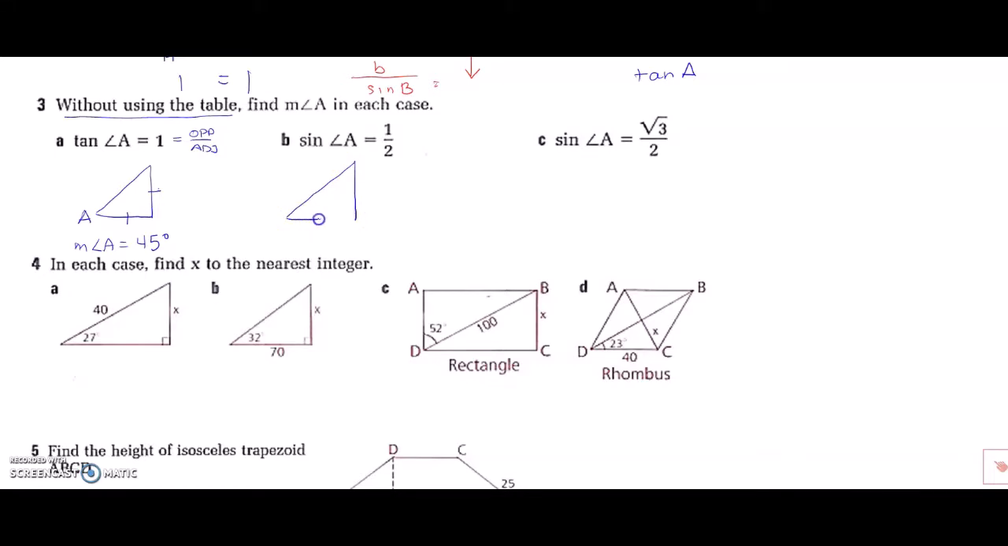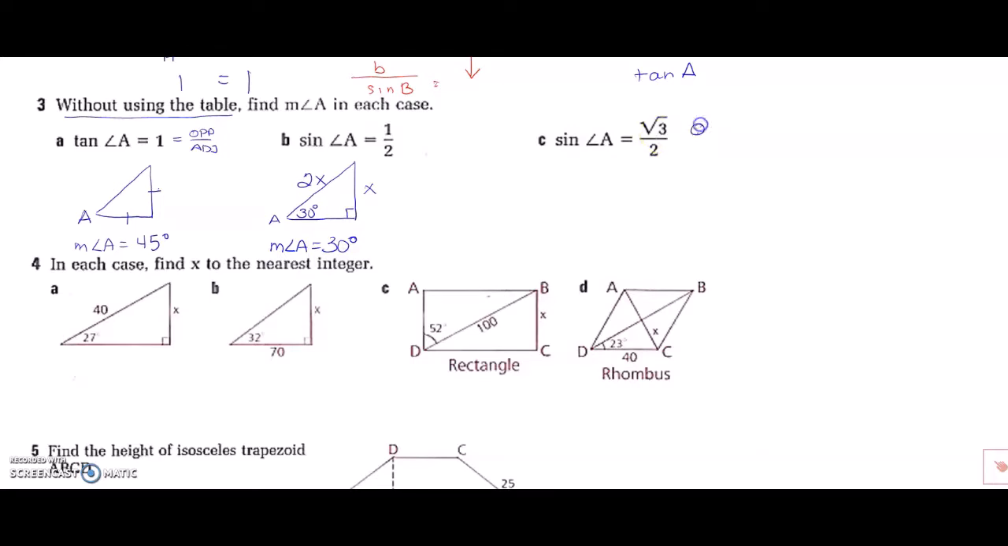Here we have a value of 1/2 for the sine of A, which means whatever the opposite side is, the hypotenuse has to be twice that. That should be enough to jog your memory to know that this is a 30, 60, 90 triangle. So we see that the measure of angle A is 30 degrees.